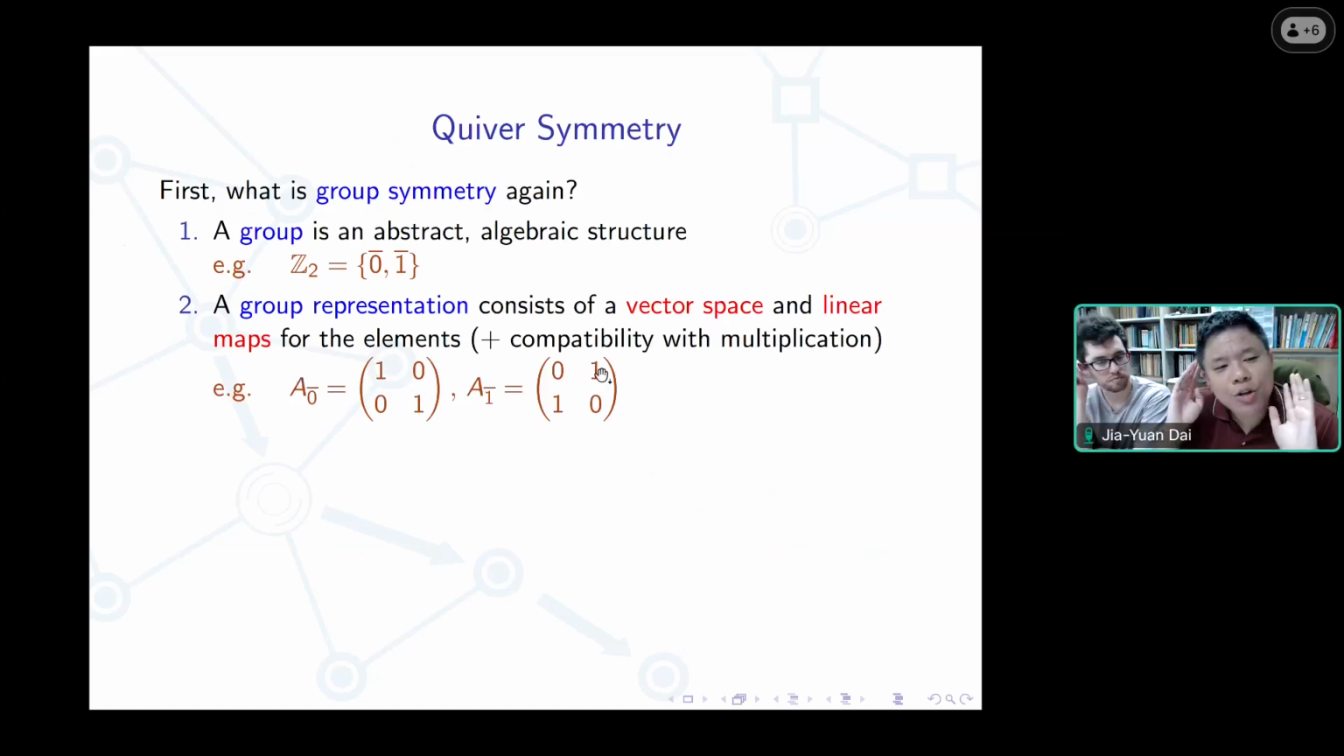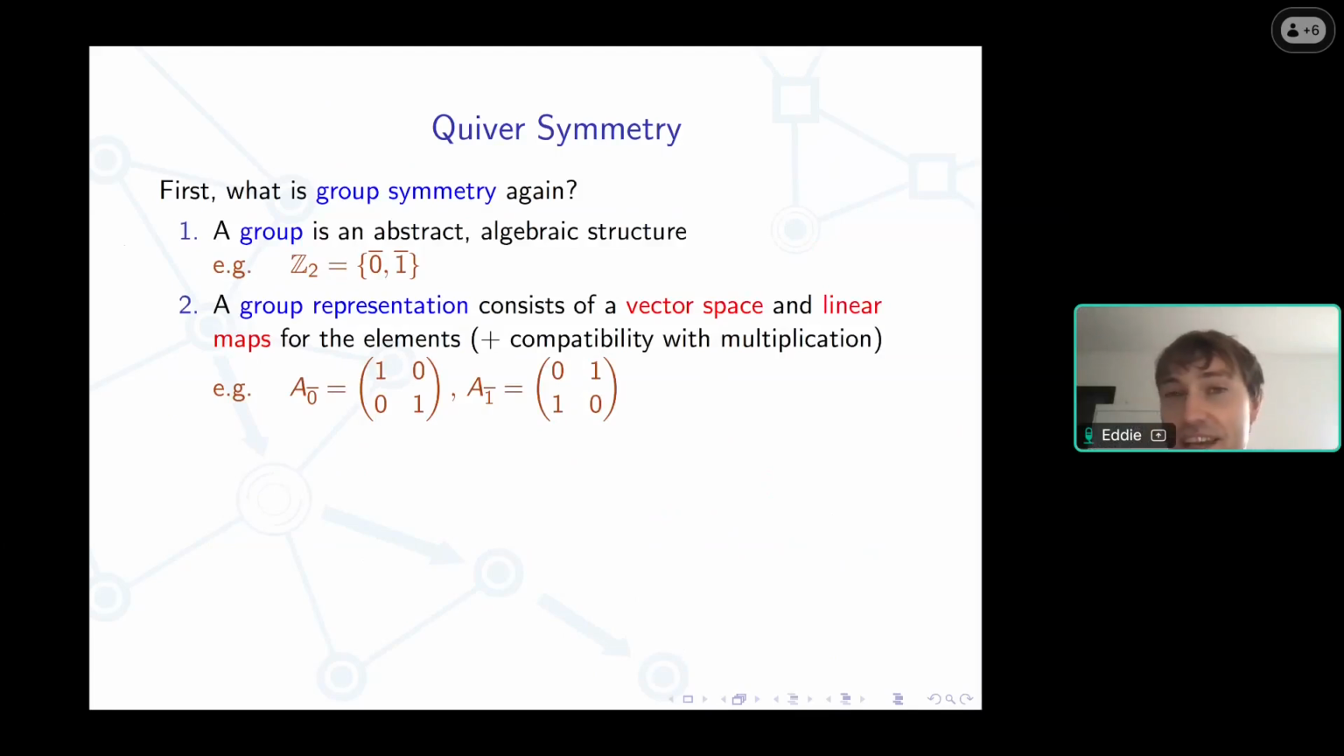Eddie, can I ask one question here? Sure, go ahead. We consider linear group representations. We never consider non-linear group representations, right? Some of my friends who study differential geometry always consider solutions on manifolds. What is the main reason that classical group symmetry and quivers all consider linear maps, never non-linear maps? Yeah, that's a good point.